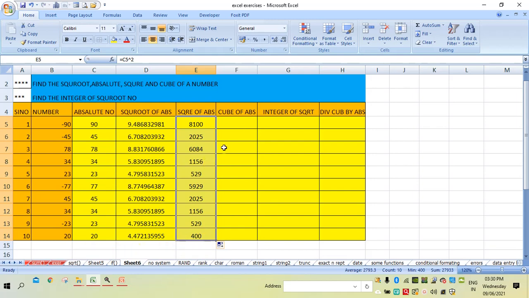Now let us find the cube of numbers which are there in absolute column. So that is equal to the cell address, then caret, that is a power, then cube. For cube we have to write 3 here. Now the answer is, the cube of this 90 is 7,29,000. So now let me find the remaining by just copying the formula.